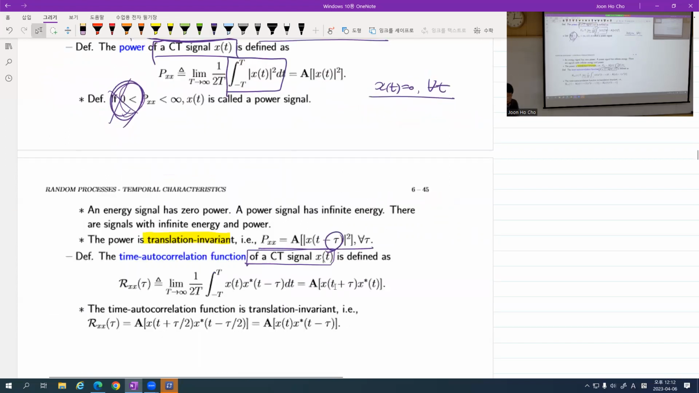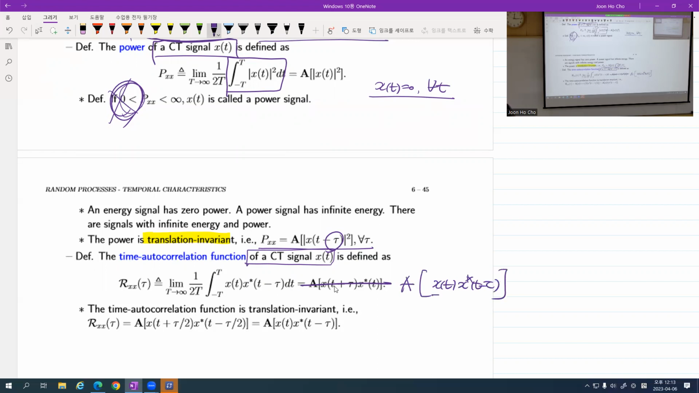Now, a related concept is the time autocorrelation function. I told you that this semester, this year's 574 is mostly for communication engineers. Now, suppose you compute this one, and this looks horrible, but what is this? This is simply the time average of x of t plus tau and x conjugate of t. Or you may say that does not look good, so let me do this. This is the time average of x of t, x conjugate of t minus tau.